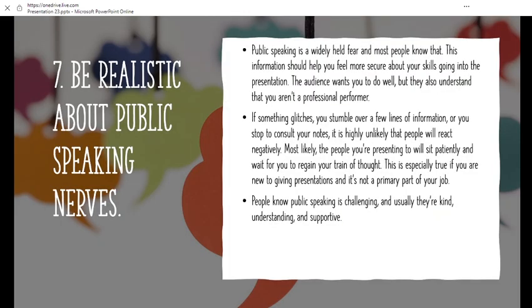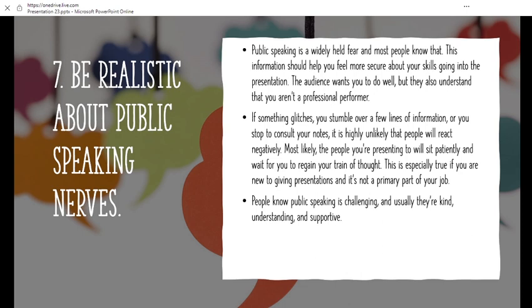The next being be realistic about public speaking nerves. Public speaking is a widely held fear, and most people know that. This information should help you feel more secure about your skills going into the presentation. The audience wants you to do well, but they also understand that you aren't a professional performer.